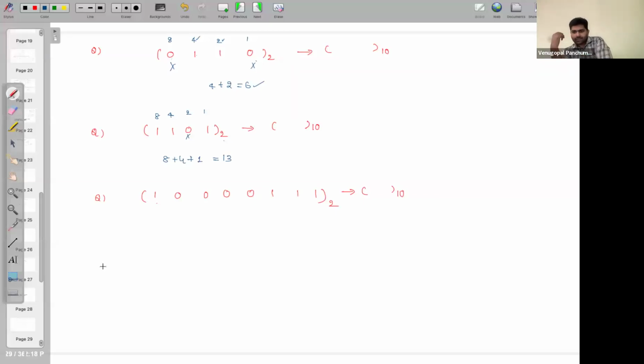135. Okay, so simple. You write from the left side: 1, 2, 4, 8, 16, 32, 64, 128. You need to add all the 1 terms. That is 128 plus 4 plus 2 plus 1. So this is anyhow 7. 7 plus 128, that is 135.